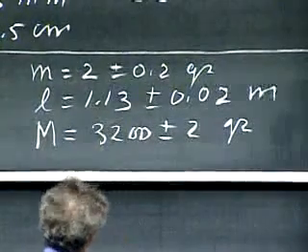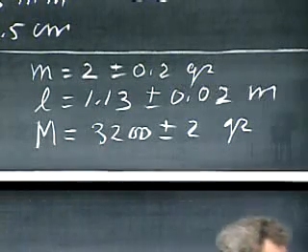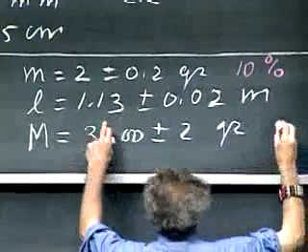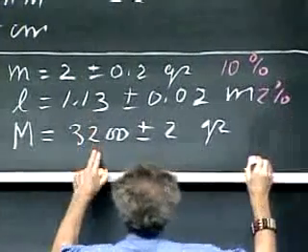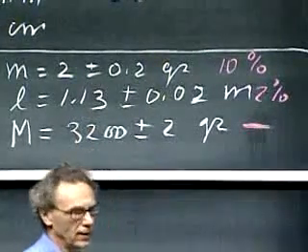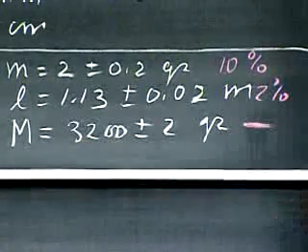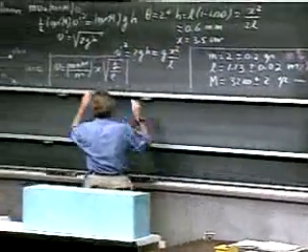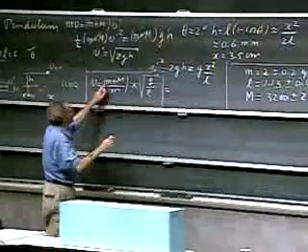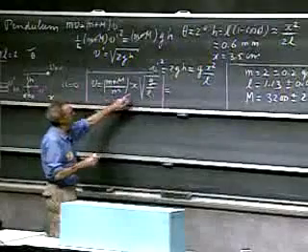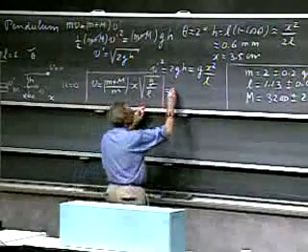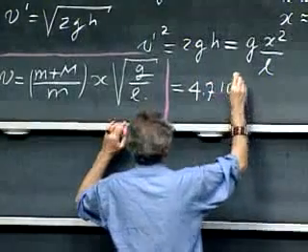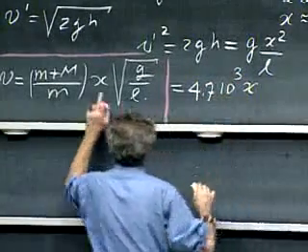So we have a 10% uncertainty in the mass of the bullet. We have a 2% uncertainty in the length. And we have a negligible uncertainty in the mass of the block. That's negligibly small. So if I want to know now the speed of the bullet, I can calculate what m plus M divided by m is. I can calculate the square root of g over L. And with those numbers, I find 4.7 times 10 to the third times x. We have to measure x.